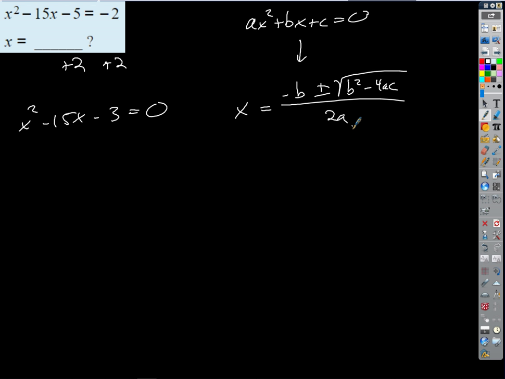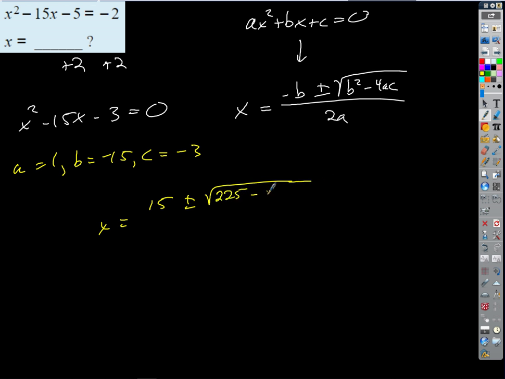So what's that give us if we plug in here? What are my values of a, b, and c? A is 1, b is -15, c is -3. Okay, so if we plug that stuff in, we get -b is 15, right? Opposite of -15. So 15 plus or minus the square root of b squared. What's -15 squared? Same as 15 squared. What is that? 225.